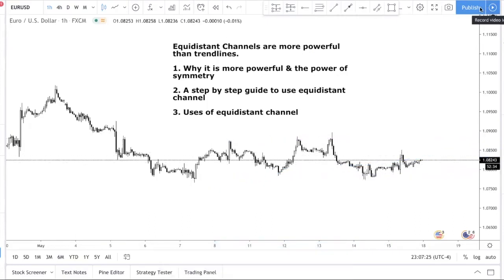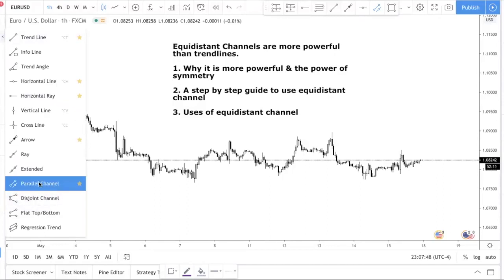Now this platform I'm using is TradingView. It's a free platform. If you do not know how to use this platform, I have another trading video. But you can find an equal distance channel on any other trading platform. It's a very basic tool that you can basically find anywhere. So in here, if you want to go on TradingView and use it, you just click on here and choose parallel channels. Equal distance channel and parallel channels are the same thing. The name is kind of interchangeable.